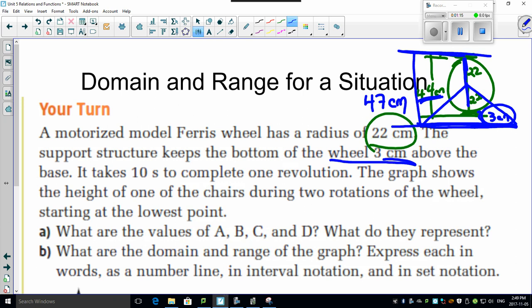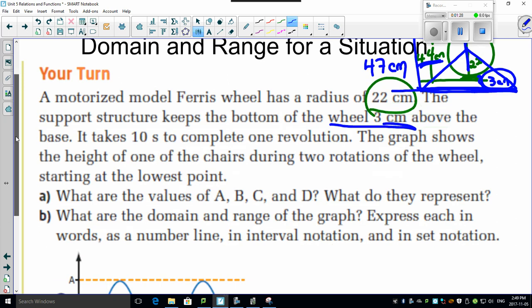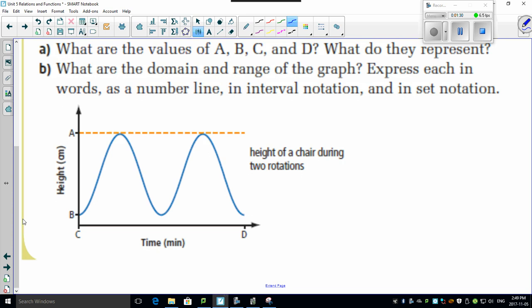Okay, great. It takes 10 seconds to complete one revolution. And the graph below shows the height of one of the chairs during 2 rotations of the wheel, starting at the lowest point. What do I mean? Look at the graph right here. The lowest point is right here. Remember, that was 3 centimeters above the ground.